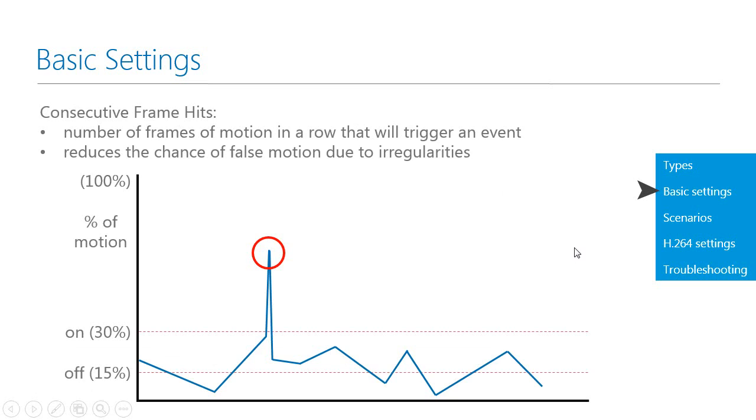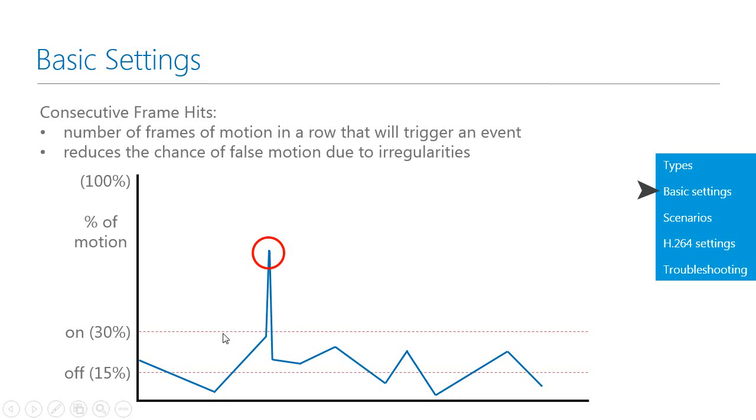Now the last setting that I mentioned is for consecutive frame hits. So this is the number of frames in a row that must be present to change the motion state. If we're taking a look at a motion graph for a camera, and we see occasional spikes in the motion level, we could increase the number of consecutive frame hits that would be needed to consider a change in the motion level. For example, in our graph here, we have one frame spike here that shoots the motion level up to 60%, way past our motion on level of 30% here.